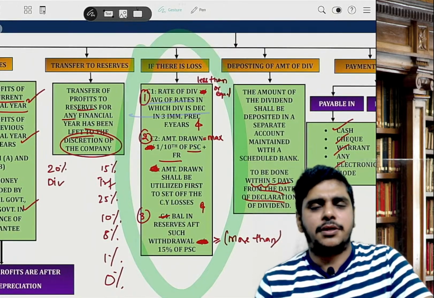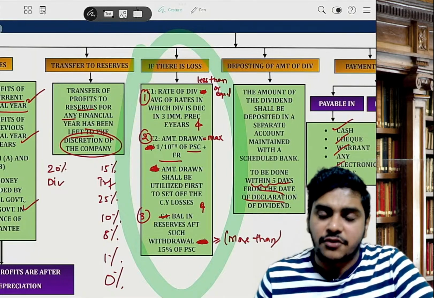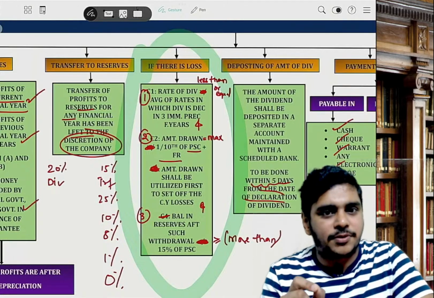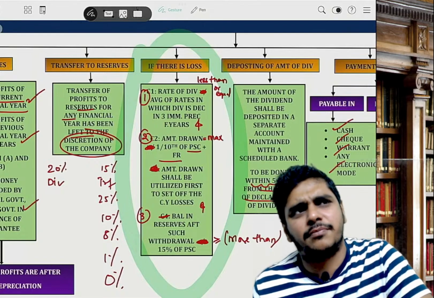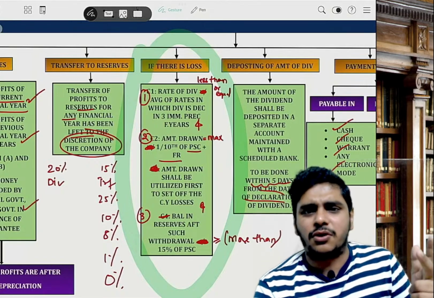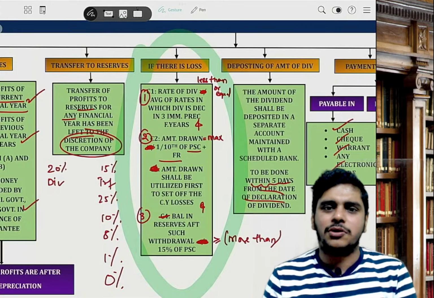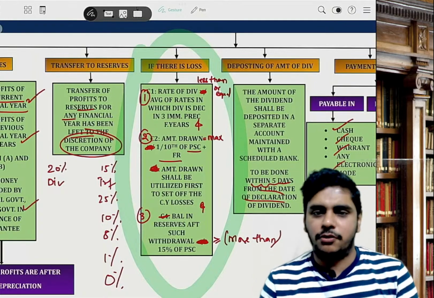My rate of dividend should be less than or equal to the average rate of the last 3 years. But this condition will not be checked when no dividend is declared in each of the last 3 years. What does each of the last 3 years mean? Year 1 is 0, year 2 is 0, year 3 is 0. Divided by 3, how much will you get? 0.